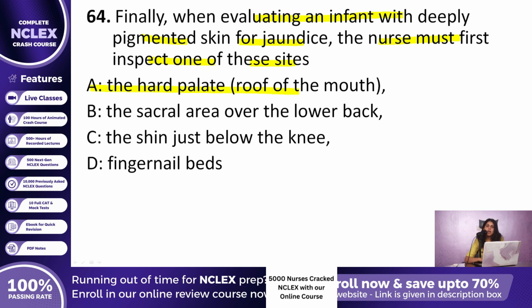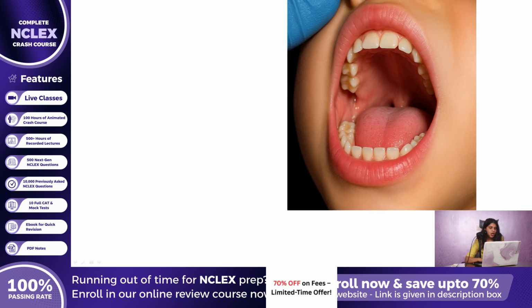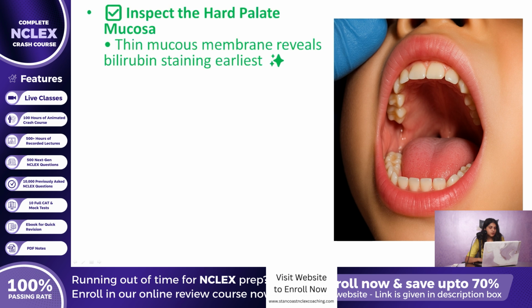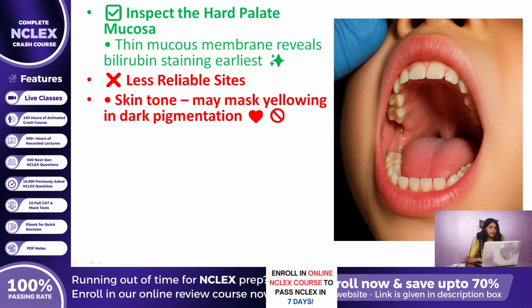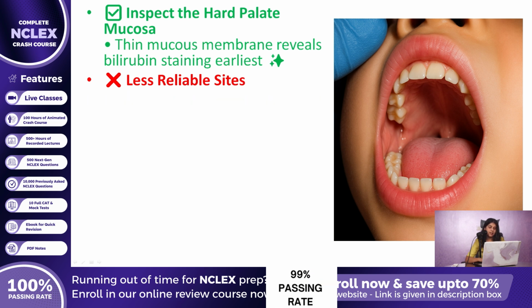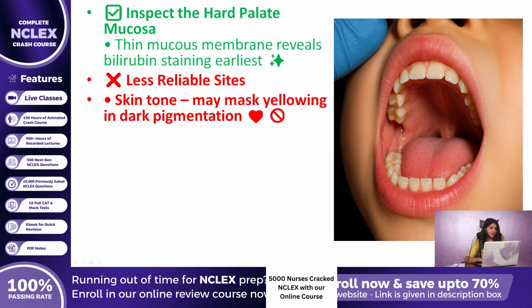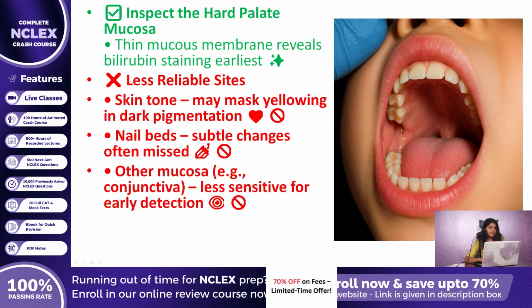The hard palate. In dark-skinned infants, mucous membranes such as the hard palate provide a more reliable indication of bilirubin deposition than skin tones, which can mask yellowing. Why A is correct. Thin mucosa of the hard palate reveals bilirubin staining earliest. Why B, C, and D are incorrect. Skin and nail bed assessments may miss subtle jaundice in deeply pigmented skin. The mucous membrane inspection is most sensitive.